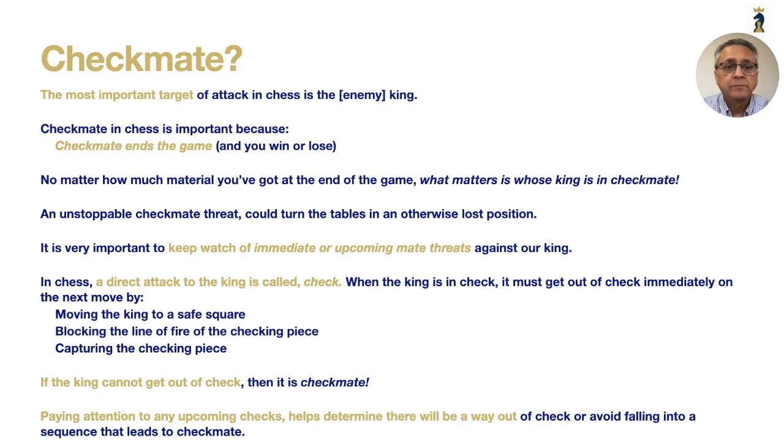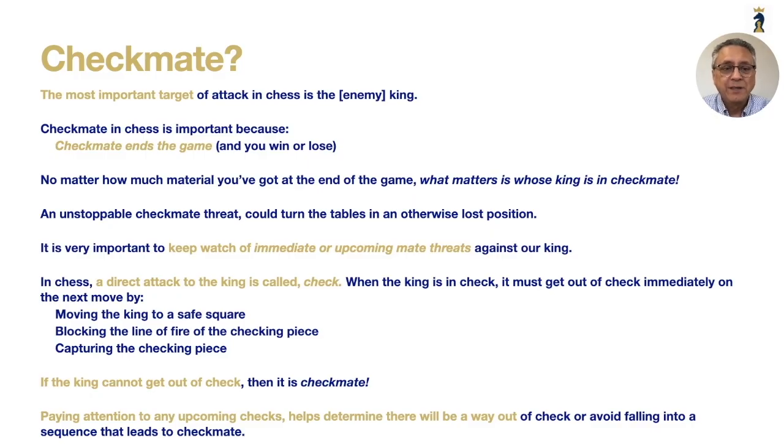Checkmate. The most important target of attack in chess is the enemy king. Checkmate is important because it ends the game and you win or lose. It is very important to keep watch of immediate or upcoming mate threats against our king.